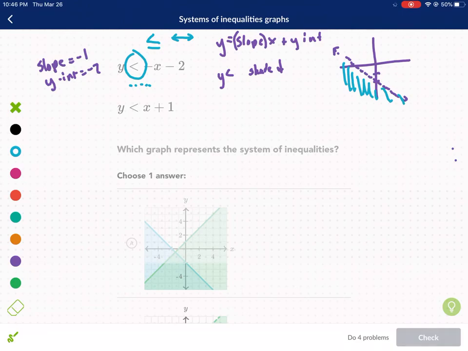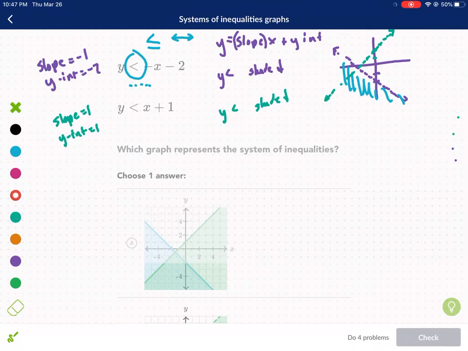The next inequality is y is less than x plus 1. Let's go ahead and use green for this one. We have a slope that's equal to 1. We have a y-intercept that's equal to 1. So up here is 1. Our y-intercept is 1. And now we use our slope, up 1 over 1, up 1 over 1. Okay, it looks something like this. Again, this is a dotted line because it's not less than or equal to. And it's shaded below because it's y is less than. So we're going to shade below.